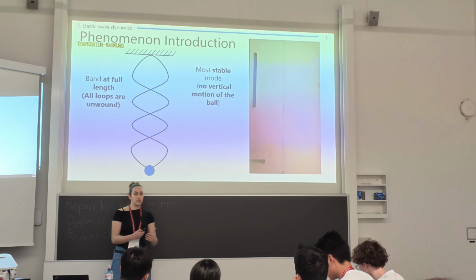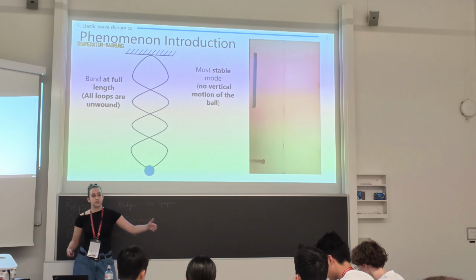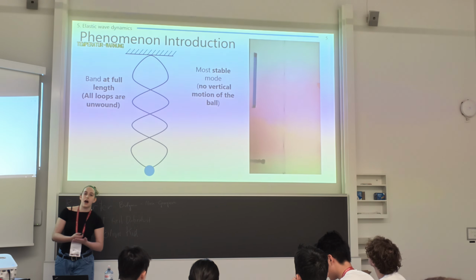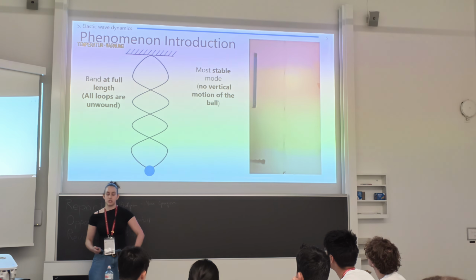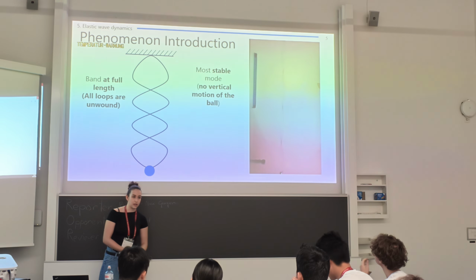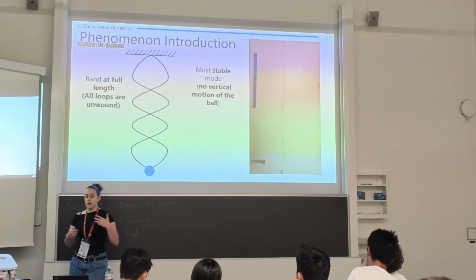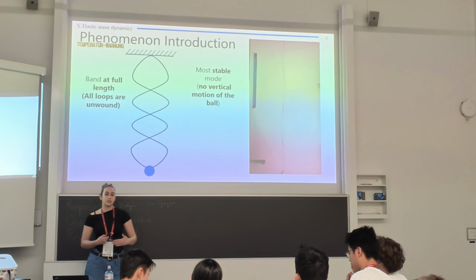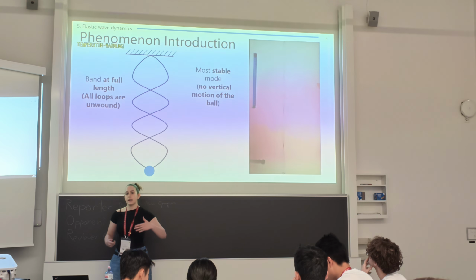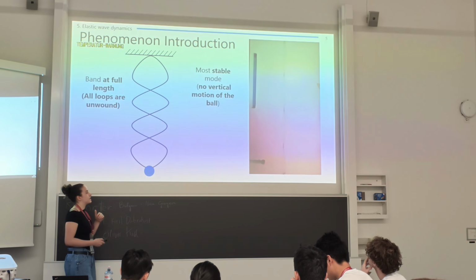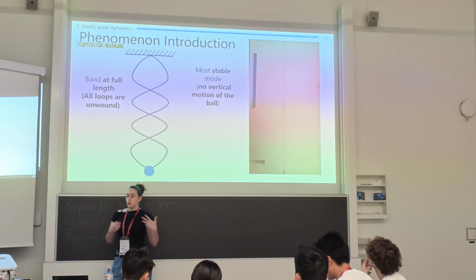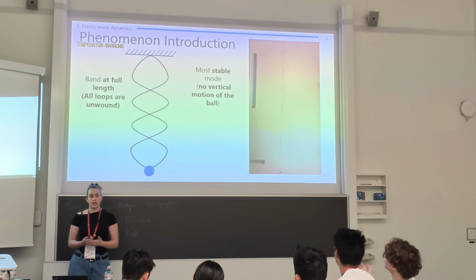Further on, after it reaches a certain length, we start to see a higher mode of oscillation, and now the band is at full length. Normally, after it is at full length, we get a more stable wave. Stability is defined by the bow itself, and if there is a vertical oscillation, we do not take it as stable.